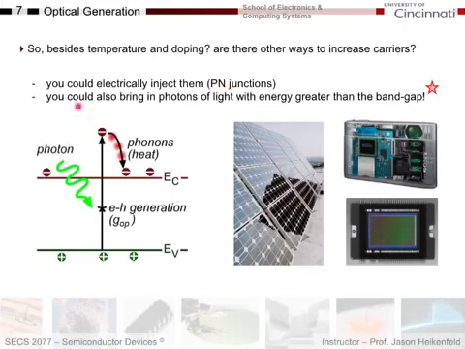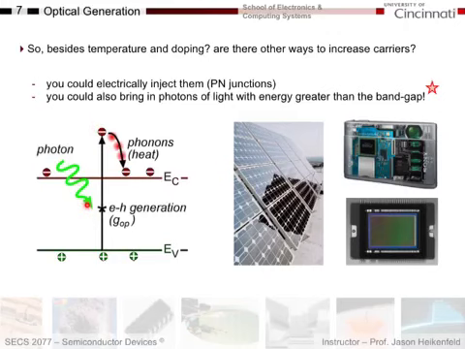The other way you could do it is to bring in photons of light with energy greater than the band gap. Okay? If the energy of the photon coming in is not greater than the band gap energy, then you don't have enough energy to take an electron away from the valence of the semiconductor atom and take it up into the conduction band. So this photon, for example, has more energy than the band gap, takes an electron way up here. As you remove the electron, you create a hole. So for one photon, you get both a hole and an electron.